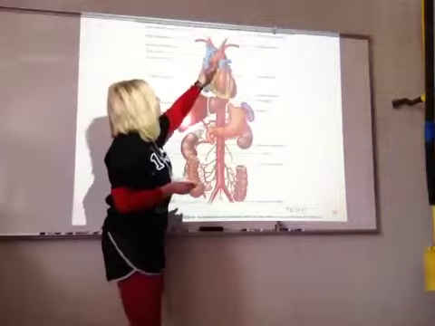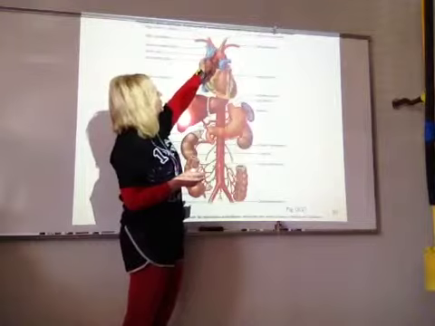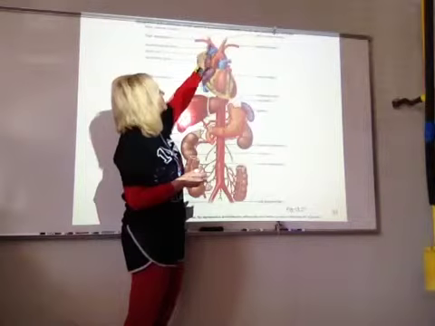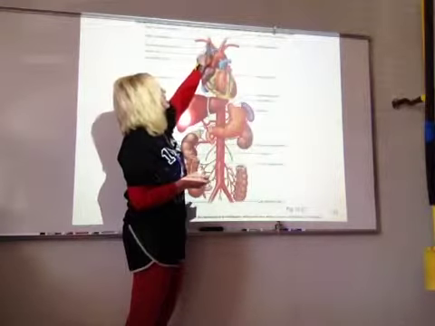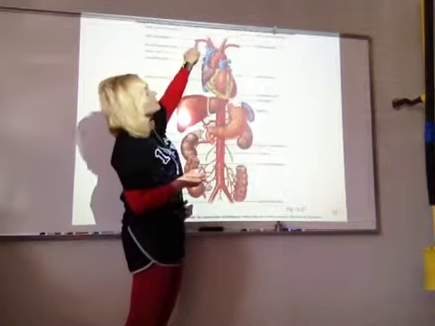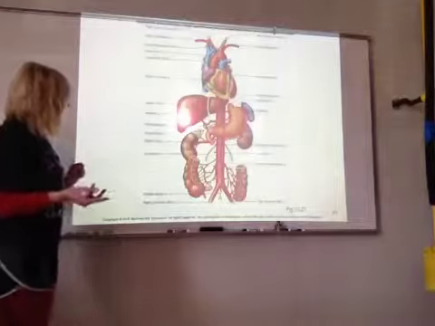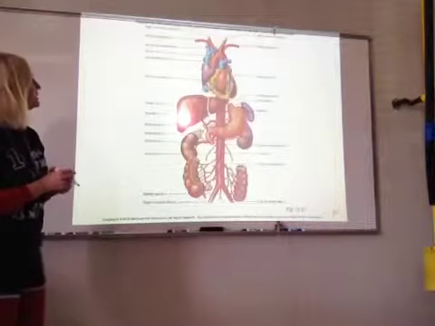Brachiocephalic is where it first comes off of the aorta. That's the brachiocephalic on both sides. This is going to branch into a carotid artery, and this is going to go under your clavicle to your arm. And we'll actually also look at your arms.